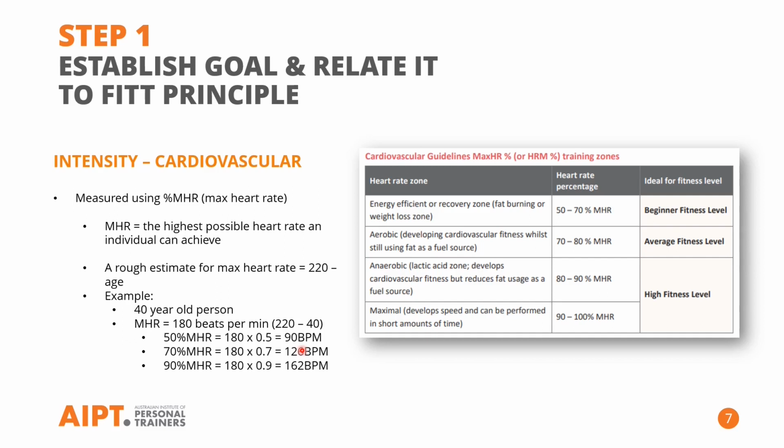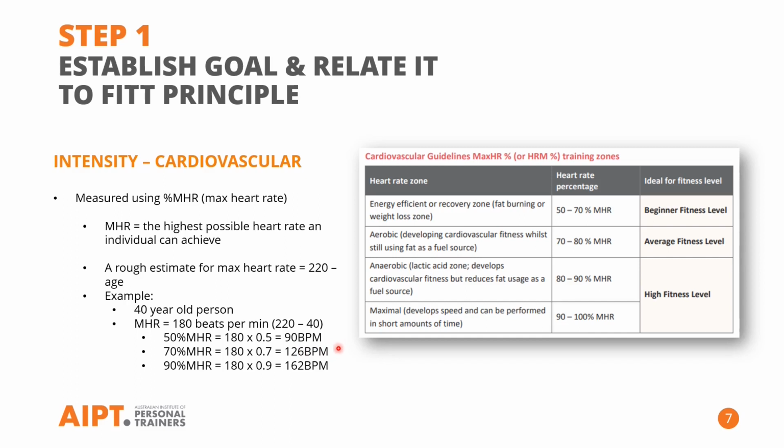And so you'd have to consider if 50% maximum heart rate is ideal for that client. If you've got someone with an average or high fitness level, 50% maximum heart rate is going to be very, very easy for that person. It's just a walk around the park or a walk up a hill or something like that. If we have a look at the next example down, 70%.